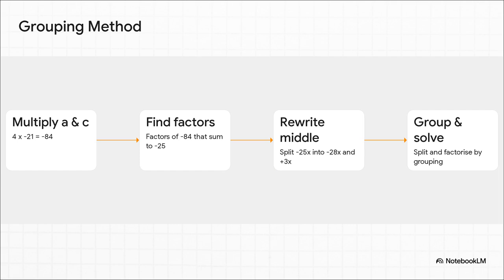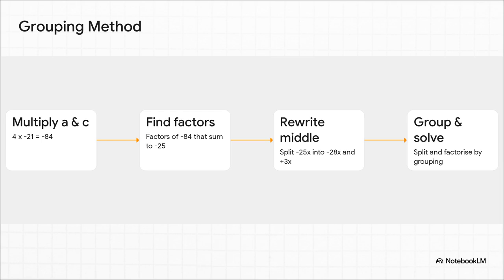Step 1. Multiply your first number, a, by your last number, c. So 4 times -21 gives us -84. Step 2. Play the number puzzle with this new number. We need factors of -84 that add up to our middle term b, which is -25. After a little thinking, we find that -28 and +3 work perfectly.